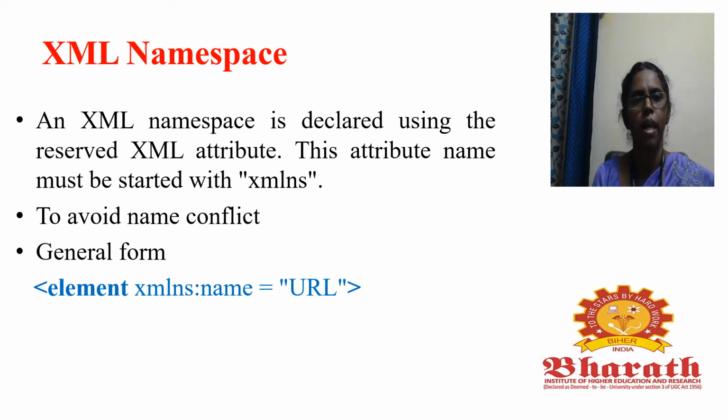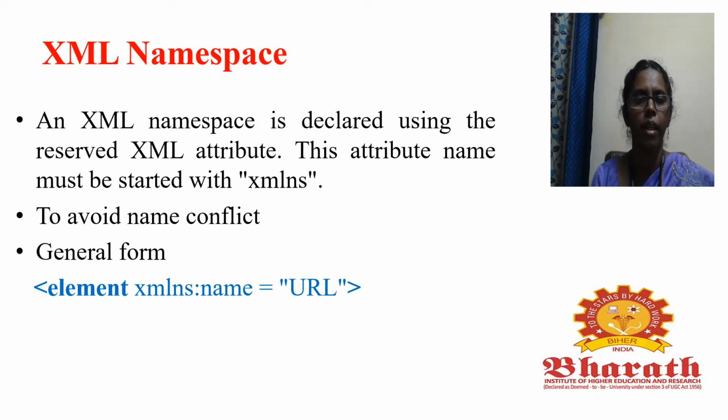And the next concept is XML namespace. What is XML namespace? Suppose you want to identify a resource, we have to use the namespace. It is declared using the xmlns attribute. So this is the general form. For the element xmlns, you have to assign the URL, that is uniform resource locator, or the address of the internet resource, to the name.